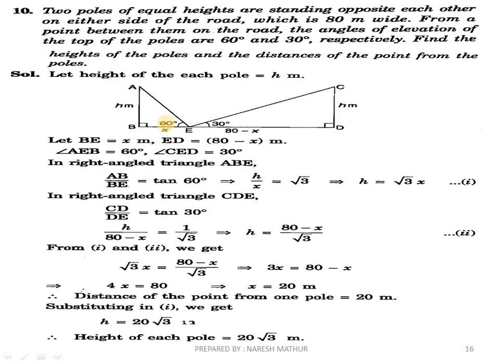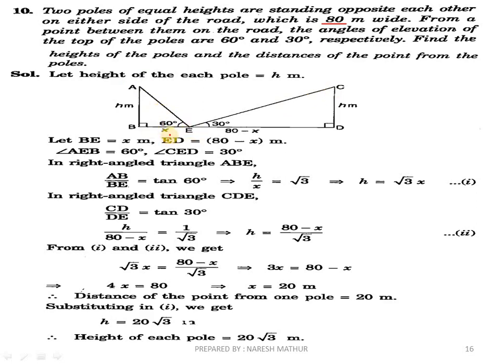Okay, there is a road. Let's say BD is the road, and the road is 80 meters wide. From a point between them on the road, let's say any point E, which is between B and D, the angles of elevation of the tops of the poles are 60 degrees and 30 degrees. Let's say the angle of elevation of point A from here is 60 degrees, and of point C from here is 30 degrees.